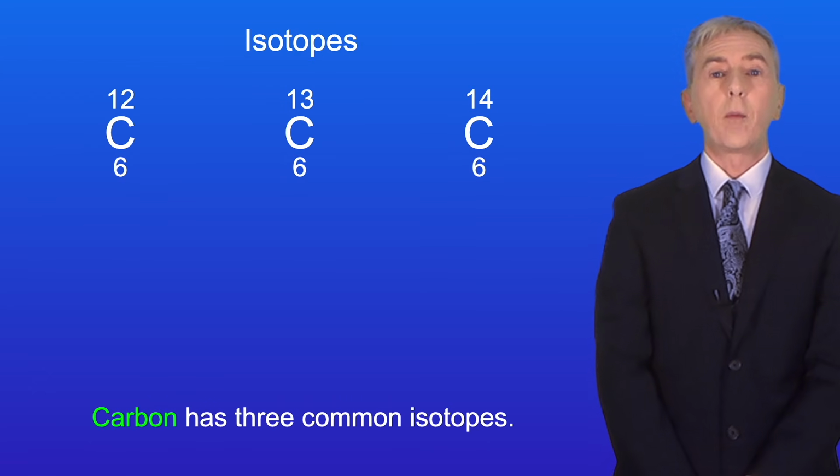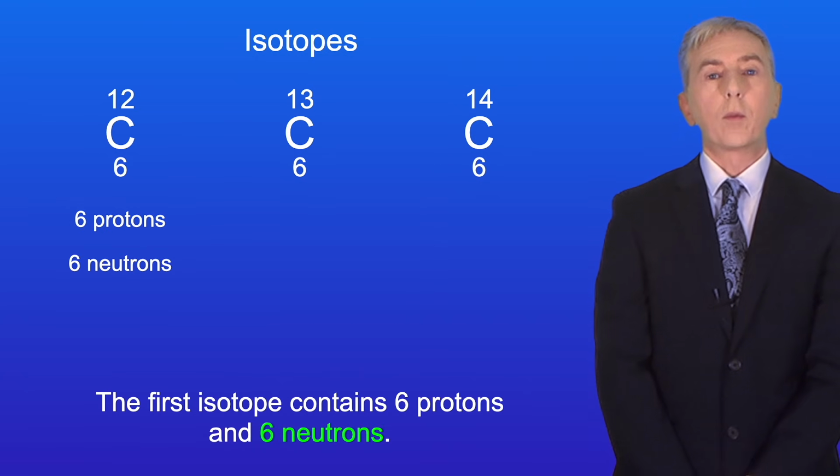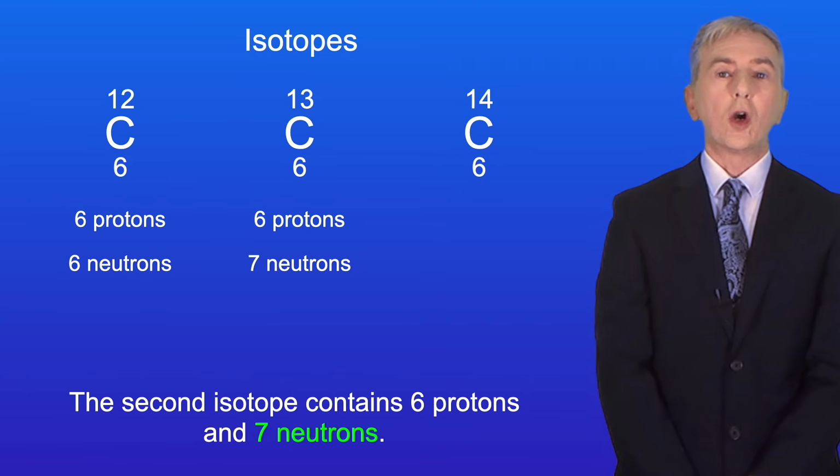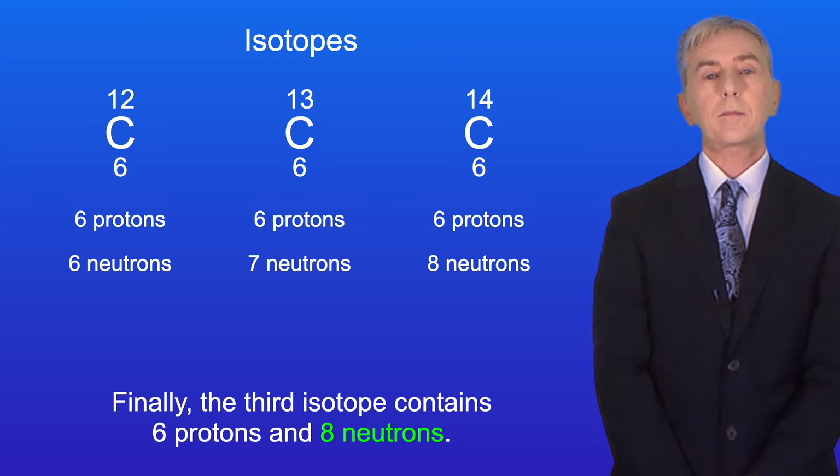Carbon has 3 common isotopes, and we can see them here. The first isotope contains 6 protons and 6 neutrons. The second isotope contains 6 protons and 7 neutrons. And finally, the third isotope contains 6 protons and 8 neutrons.